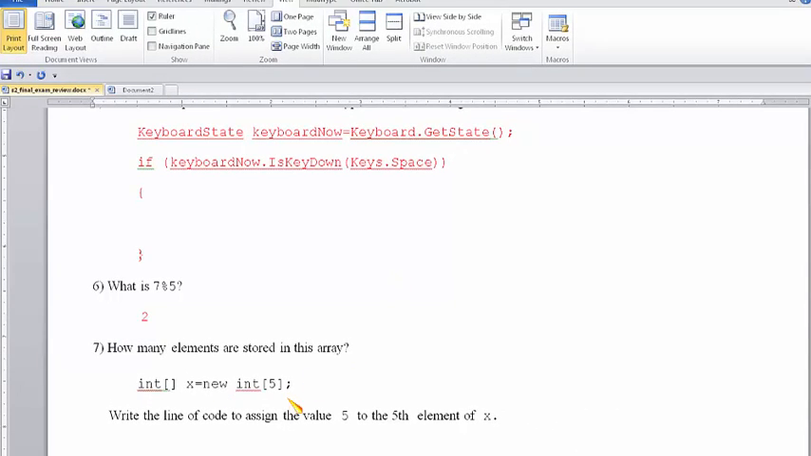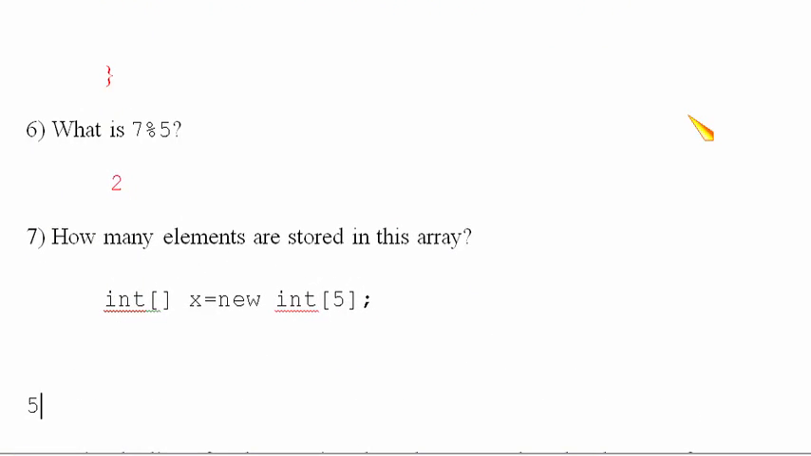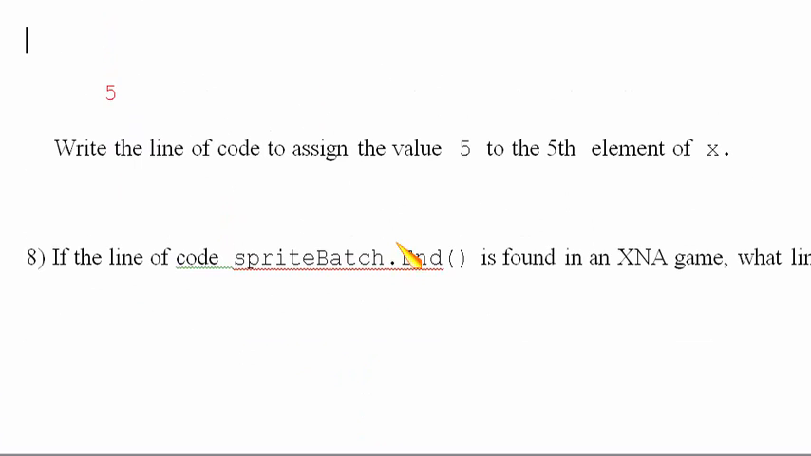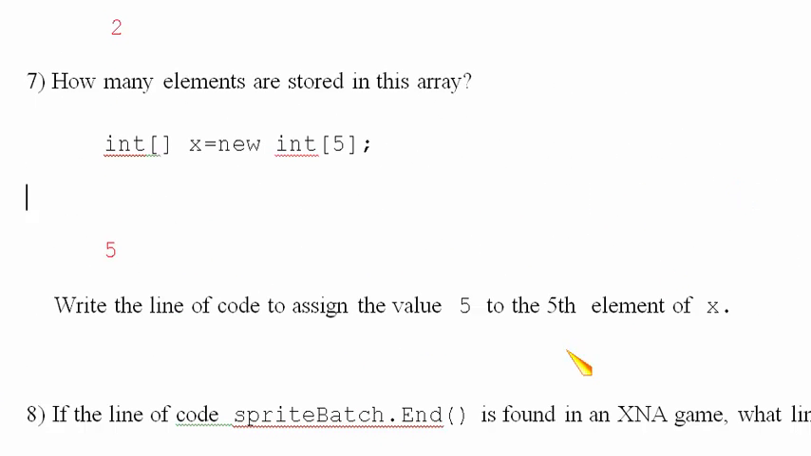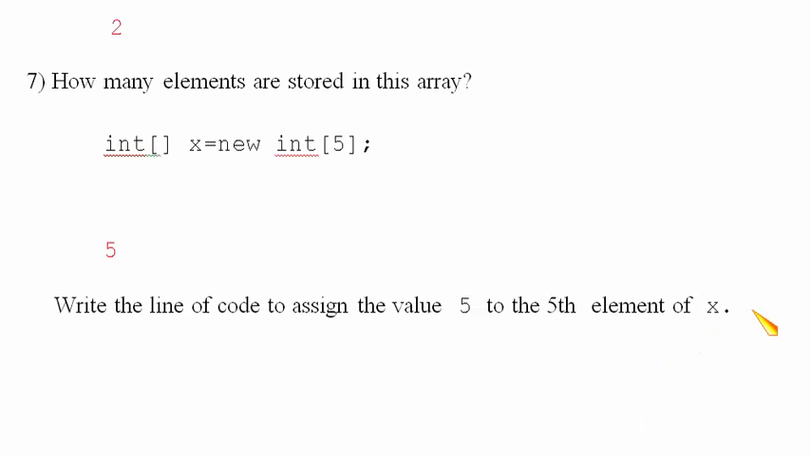How many elements are stored in this array? Well, 5 elements would be stored in that array, and their indices would be 0 through 4. What is the line of code to assign the value 5 to the fifth element of the array X? Well, the fifth element is position 4, so you would say x[4] equals 5.